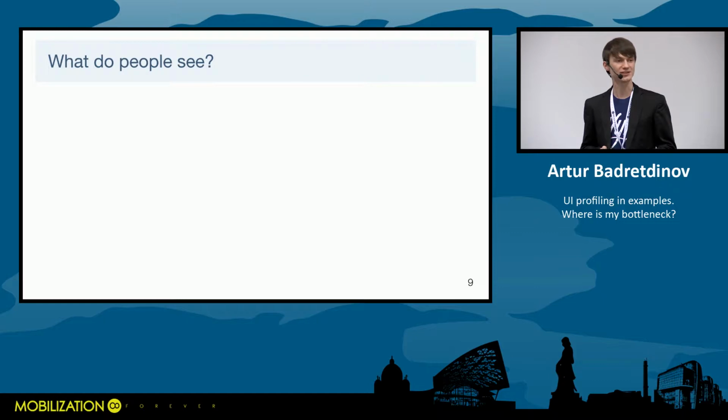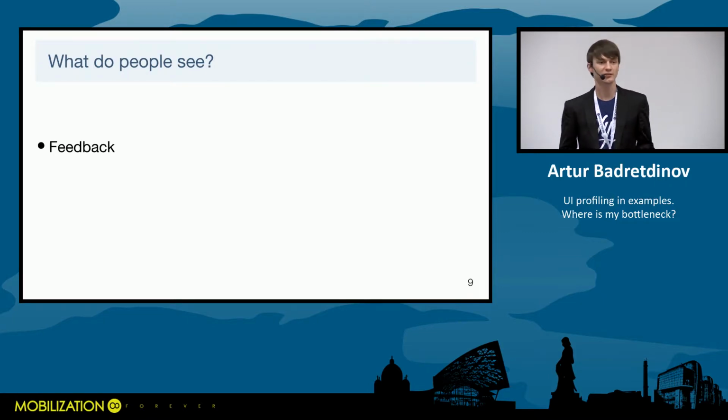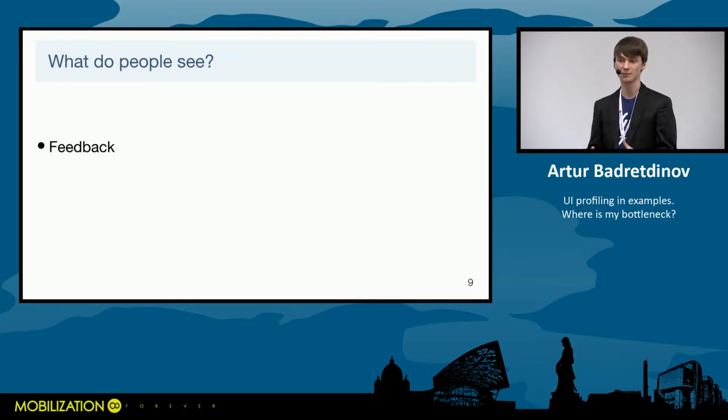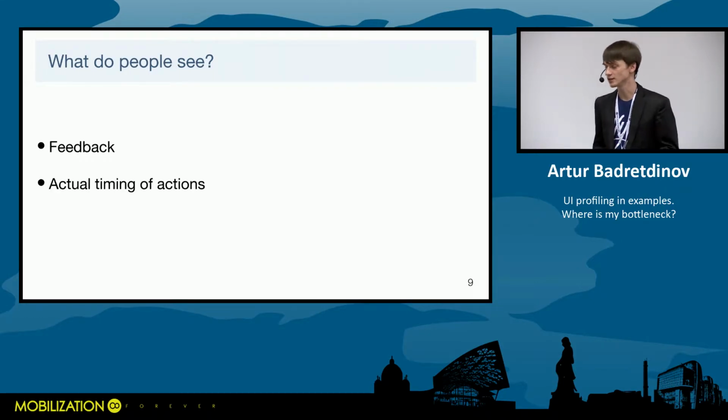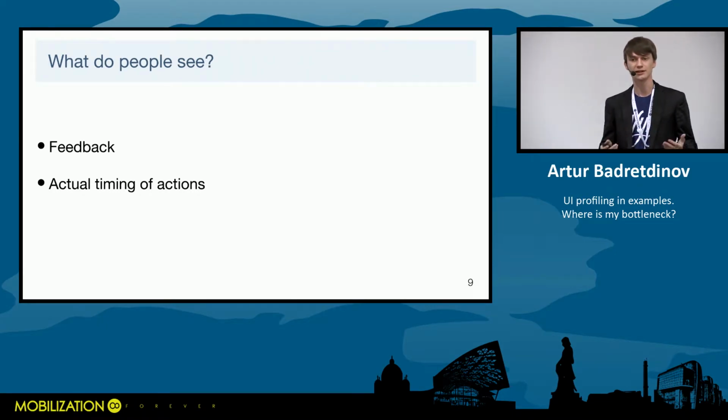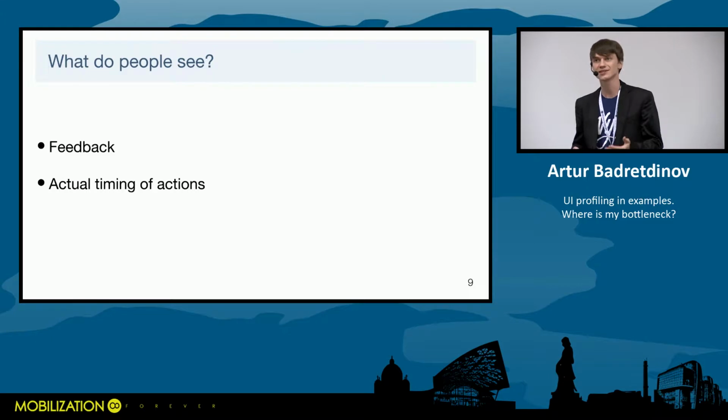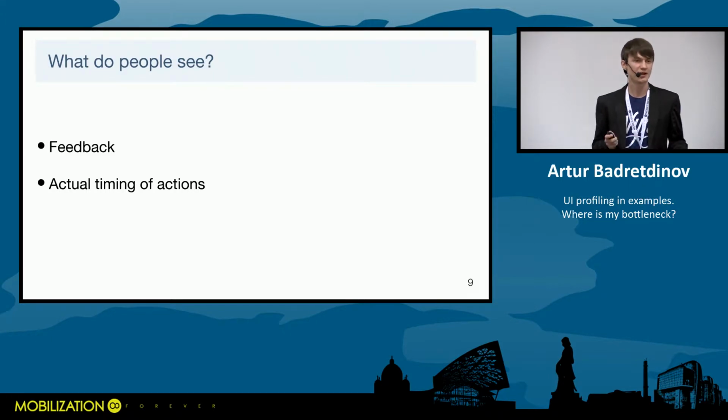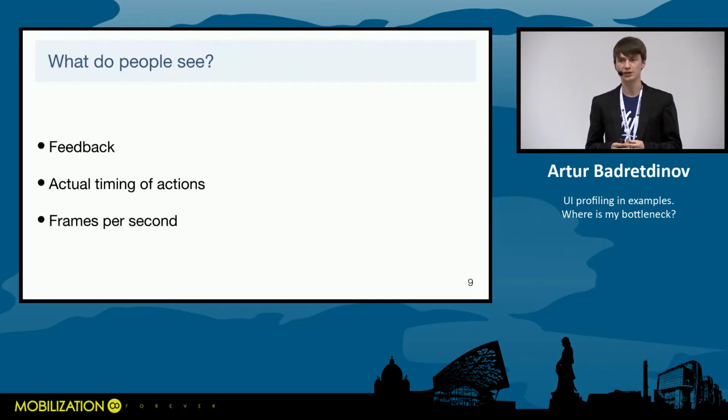So what do the people see? First of all, it's some kind of feedback. If I press something, I want to see that something happens. And from Android Lollipop, it's pretty good in this respect, since we have the ripple effect. So a person presses, a person sees something, and that's OK. Second, it's a question of actual timings. If I press something, I see a loader, but this loader works for several seconds, probably I won't be very happy. And the last one that we will discuss today is frames per second.